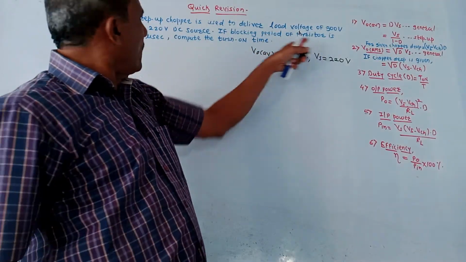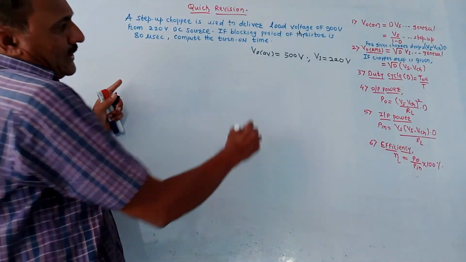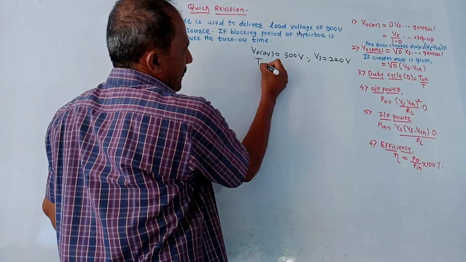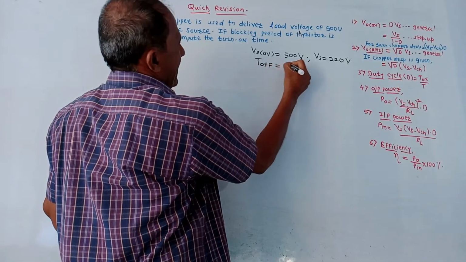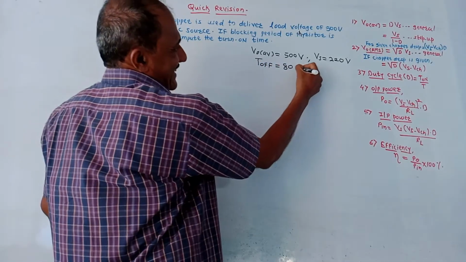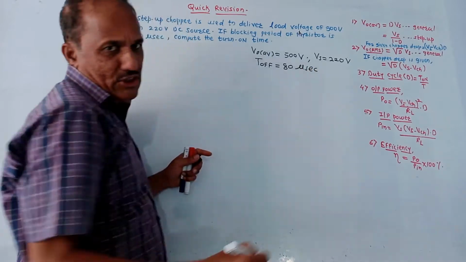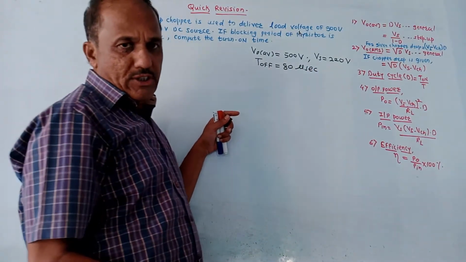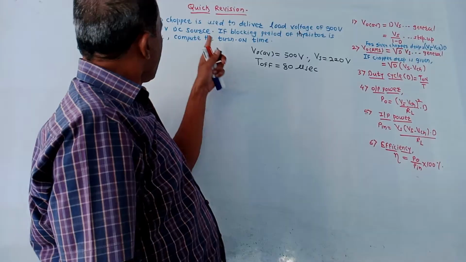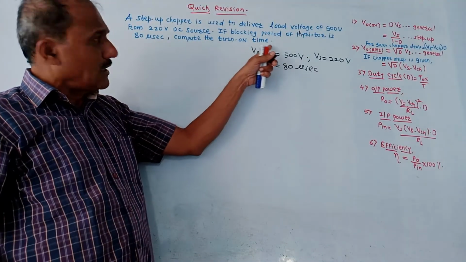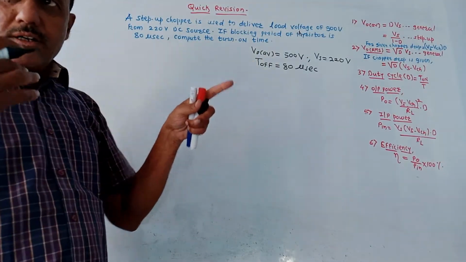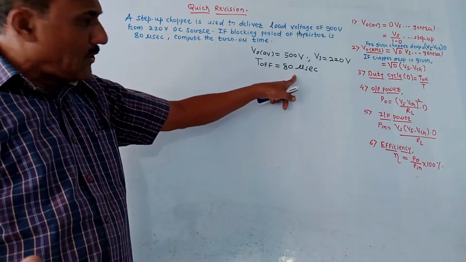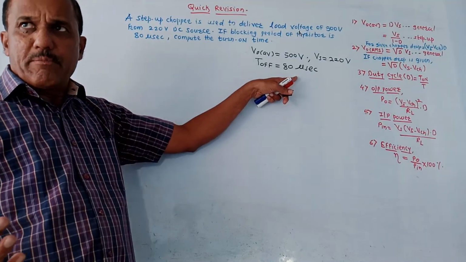If blocking period of thyristor is 80 microsecond, blocking period means value of T off time period is 80 microseconds, and we know that micro means 10 raised to minus 6. So 80 into 10 raised to minus 6 seconds. Compute the turn on time period. T off is given, we have to calculate T on time period.